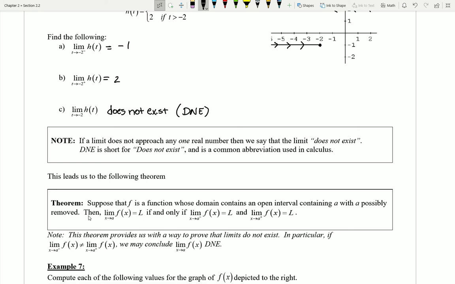Now, theorems in mathematics, we're going to see a lot of them this semester, but they are big, important ideas that come after. They can be logically deduced from definitions or other theorems and rules and ideas that we have previously identified. So this theorem actually comes from this idea of one-sided and two-sided limits. Here's what it states. Suppose that f is a function whose domain contains an open interval containing a, with a possibly removed. That is, it's something like this.